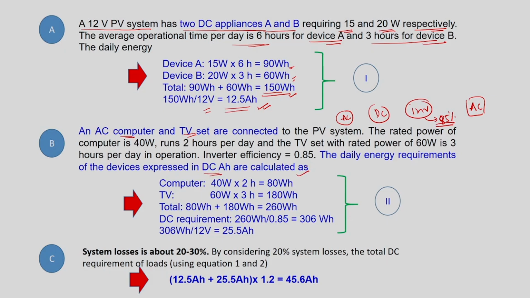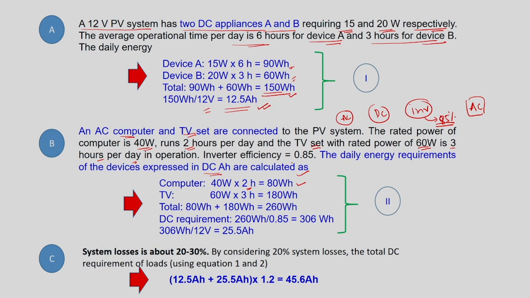calculated. In this case, the rated power of the computer is 40 watt and it will run for 2 hours per day, and for the TV set the rated power is 60 watt and it will run for 3 hours per day. So, for the computer, 40 watt for 2 hours will be 80 watt hour. That is the AC requirement. For the TV it is 60 into 3, so 180 watt hour, and in total it will be 260 watt hour.